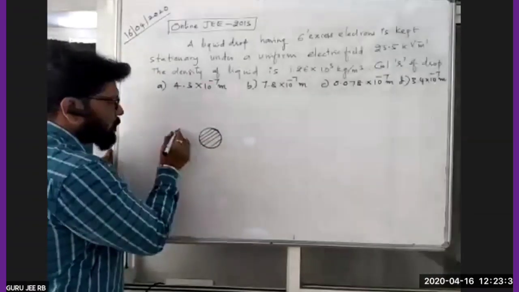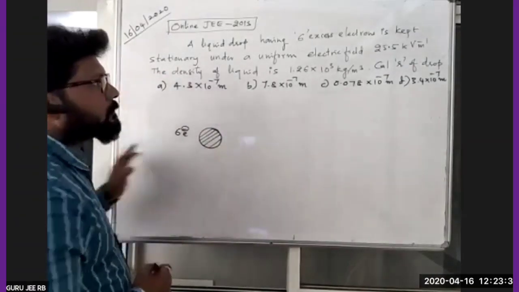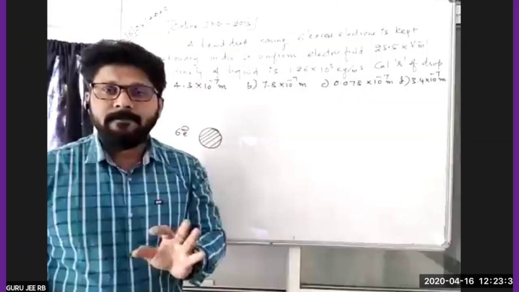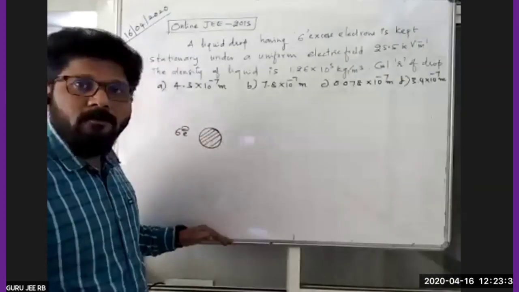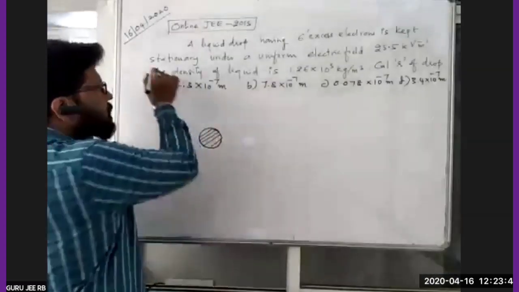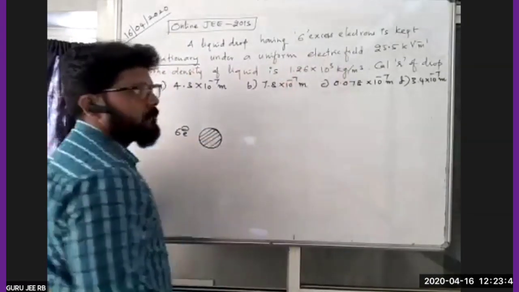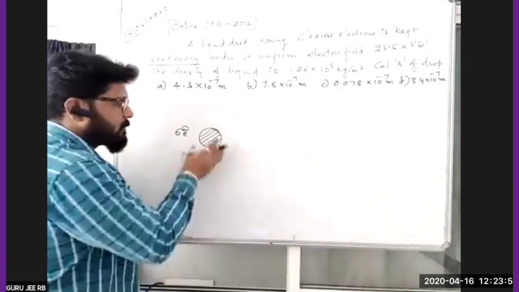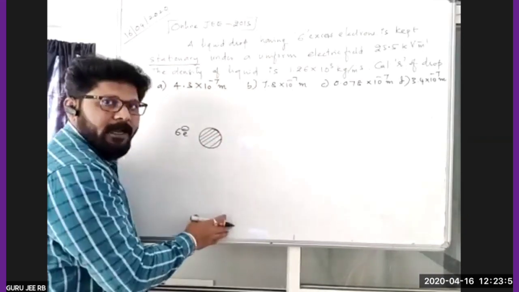A drop having 6 electrons is kept stationary. Stationary means it should not fall downwards or go upwards. It should be at rest, in equilibrium, under a uniform electric field. The electric field is given. First, let us imagine when a drop is there, its weight will be acting downwards.